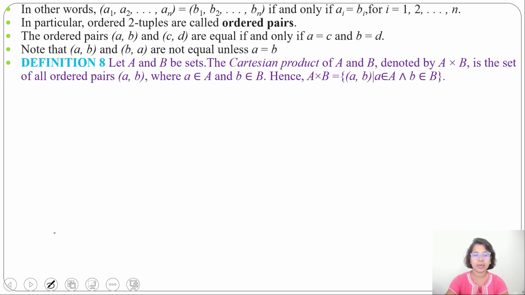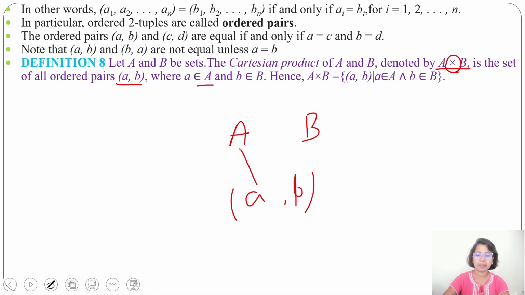Next is definition 8. It's about the Cartesian product. Let A and B be sets. The Cartesian product of A and B, denoted by A cross B (we use this cross symbol for the Cartesian product), is the set of all ordered pairs (a, b) where a belongs to A and b belongs to B. So you can say A cross B equals {(a, b) | a belongs to A and b belongs to B}.